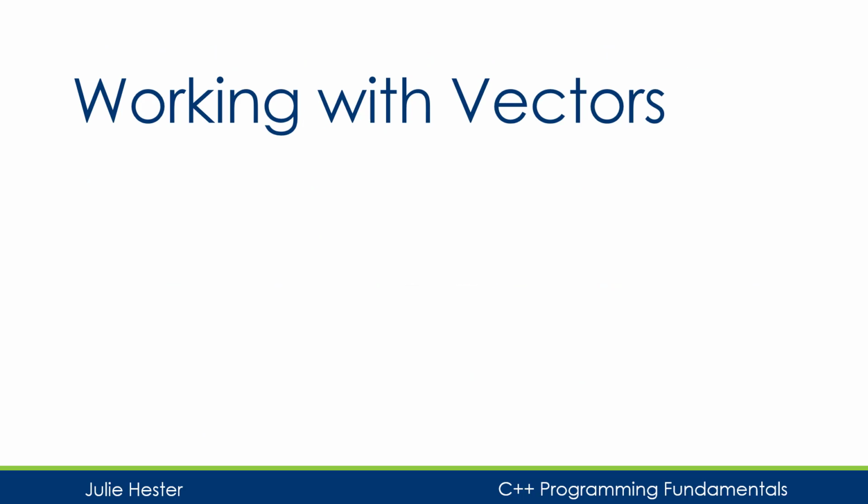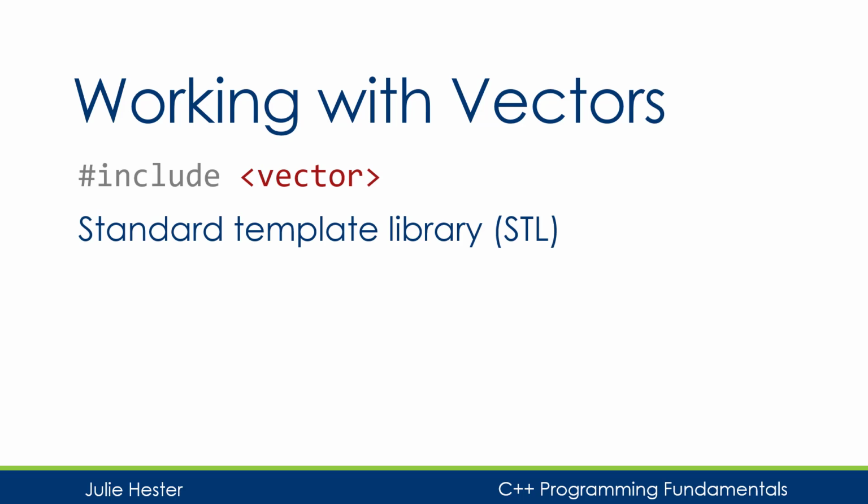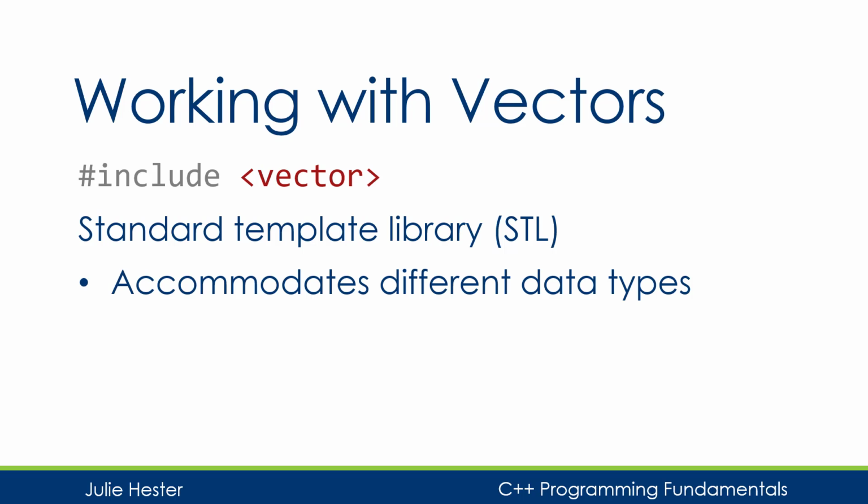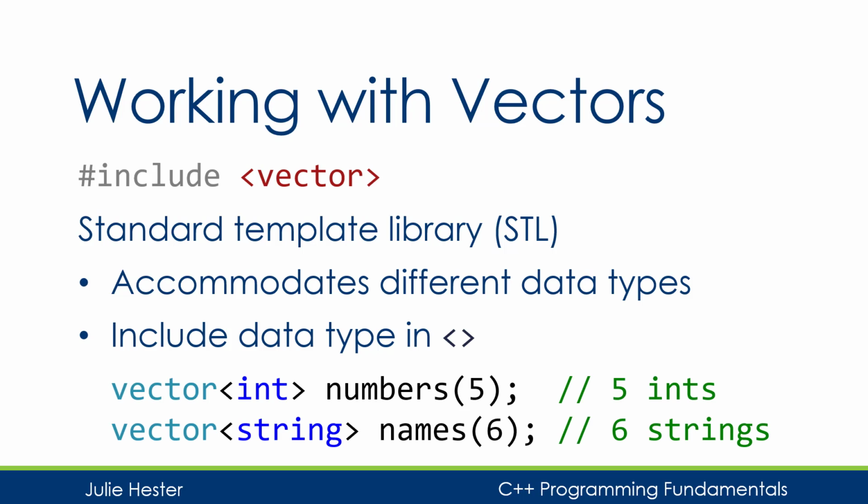So now that we've compared vectors to arrays, let's talk about how we can work with vectors. And the first thing is we need to include the vector library in our code by using #include <vector> at the top of our program. Vectors are part of the standard template library. And when we work with objects in the STL, they're built to accommodate different data types. So when we declare a vector, we need to include the data type inside of the angled brackets. And it looks something like this.